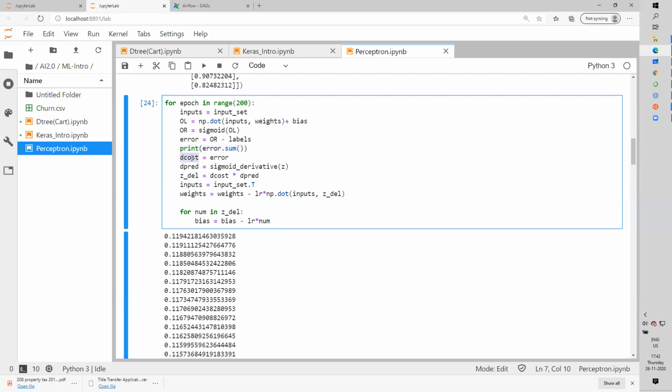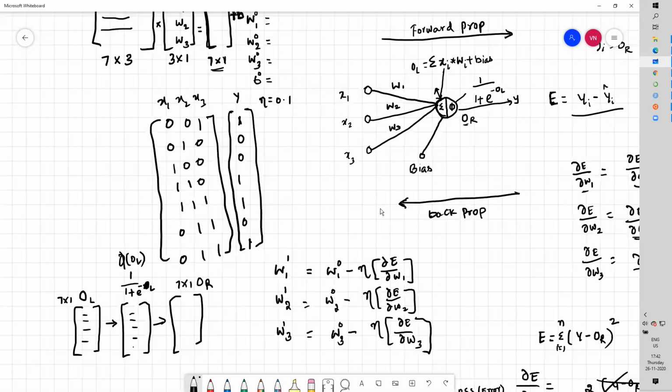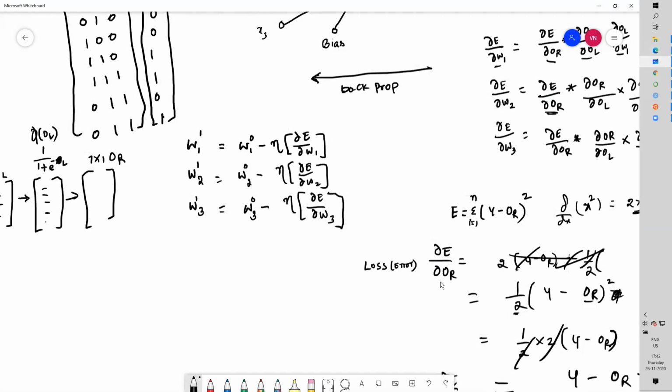So the first derivative, what is the first derivative? Let's call the first derivative dou E by dou OR, and I am naming it d cost. Just a minute, I lost my pen. Here it is. Okay, so let me show you. Dou E by dou OR, and we are calling this d cost. D cost is nothing but the difference between y minus OR.